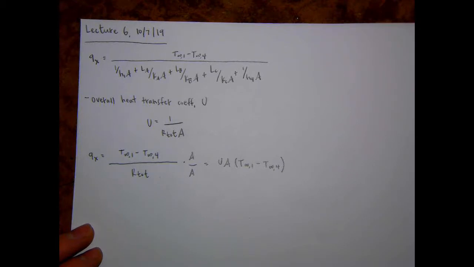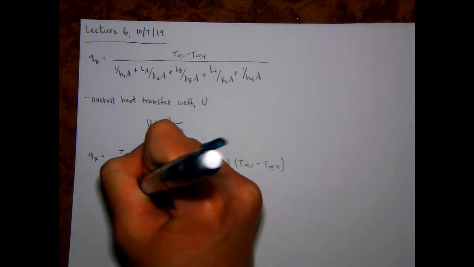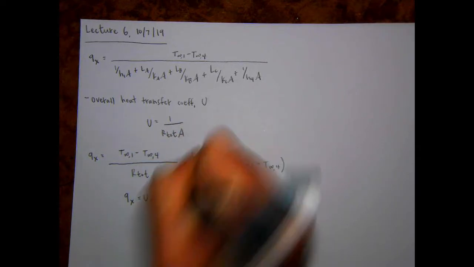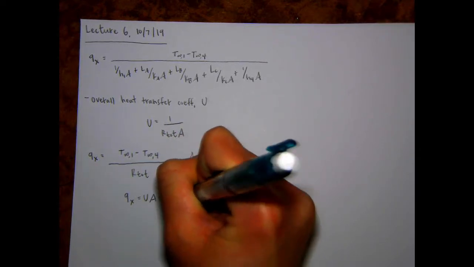So if you're given a problem with this overall heat transfer coefficient, it typically will mean that some of the work has already been done for you. It's already been calculated for the R total through these different composite materials, and you can just plug it into this equation. I'll write it down here so we can put a box around it.